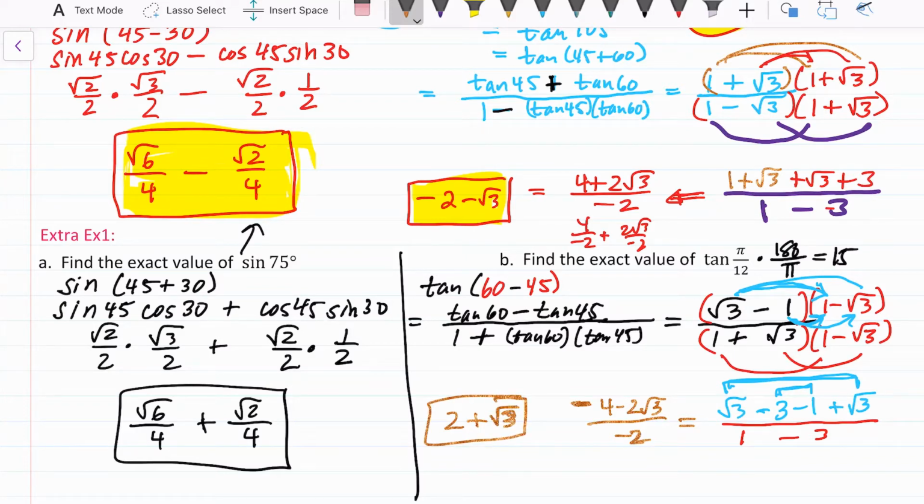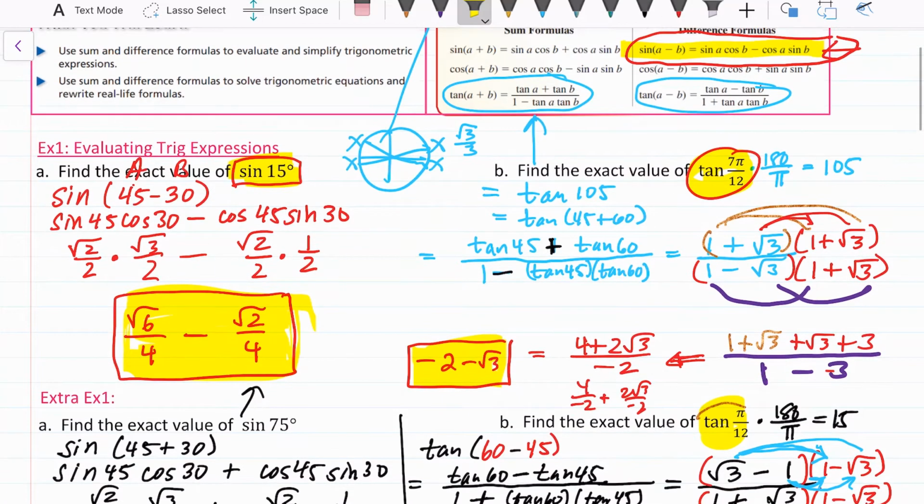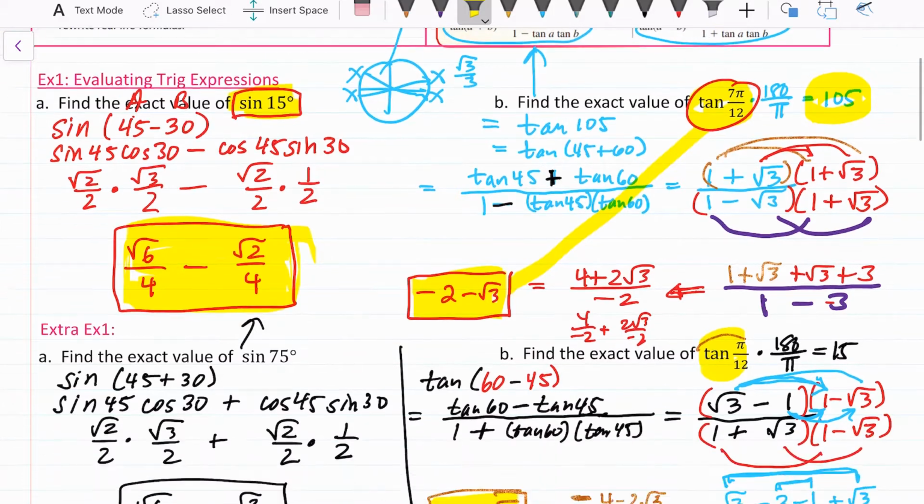And it should make sense that tangent of 45, or excuse me, 15 degrees is positive because it's in the first quadrant. Where in this one over here, it was negative because it's 105, and 105 degrees is negative because tangent's negative in quadrant 2.